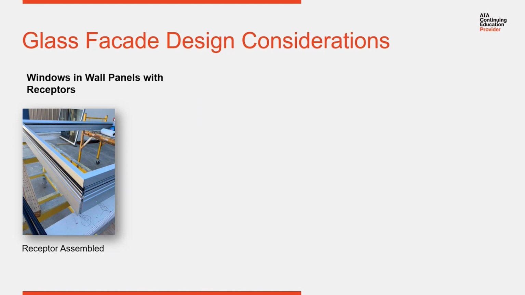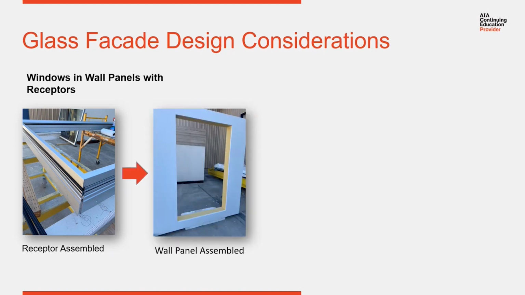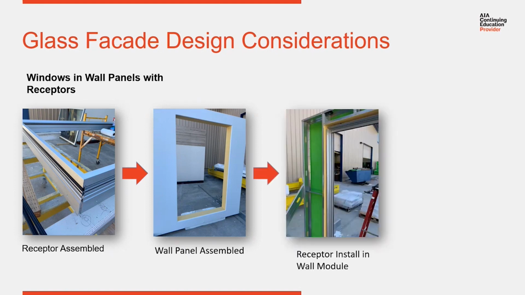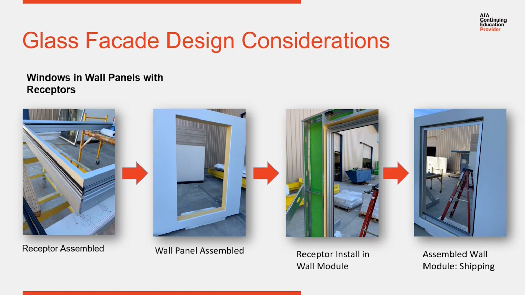Here you can see a receptor being assembled on the left side. Then that is set into the wall panel. While the receptor is being assembled, the wall panel is being assembled, and the receptor is then set into it. Notice in this panel, you can see the galvanized studs, the vapor barrier, the air barrier, and then the receptor being set into it. Next will be insulation applied to it, then whatever facia is on the outside. So now you've got a completed module that's ready to go into the field.